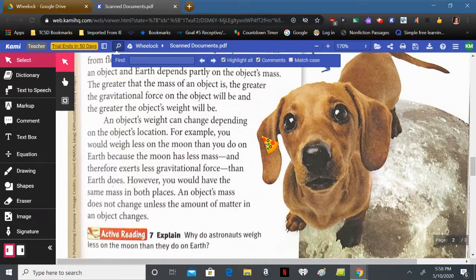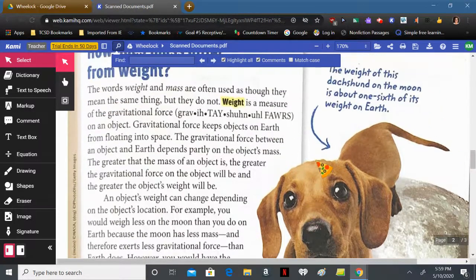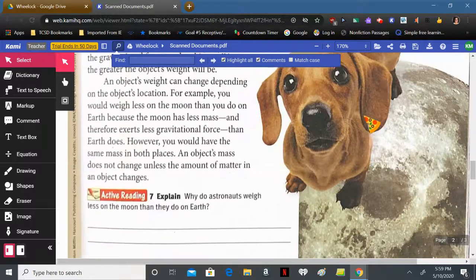An object's weight can change depending on the object's location. For example, you would weigh less on the moon than you do on Earth because the moon has less mass and therefore exerts less gravitational force than Earth does. However, you would have the same mass in both places. An object's mass does not change unless the amount of matter in an object changes. So the weight of this dachshund on the moon is about 1/6 of its weight on Earth.